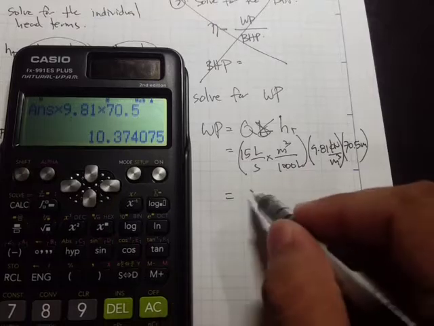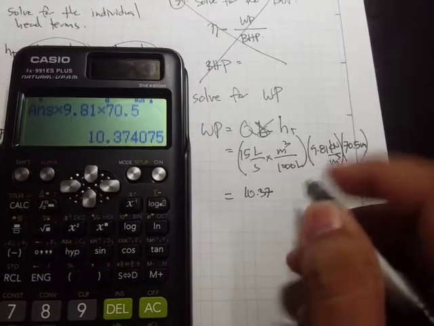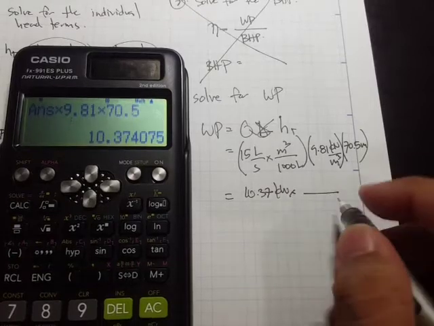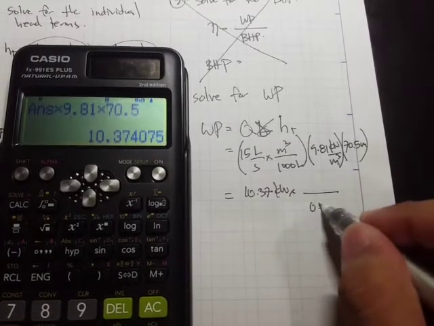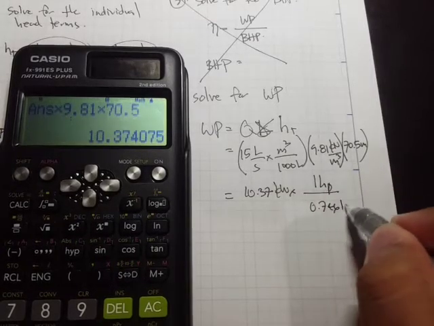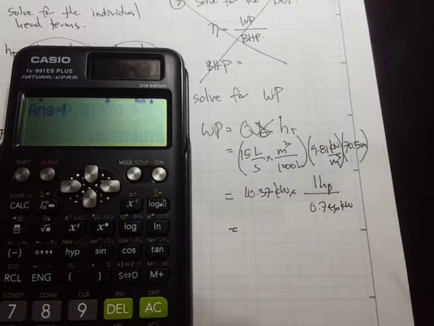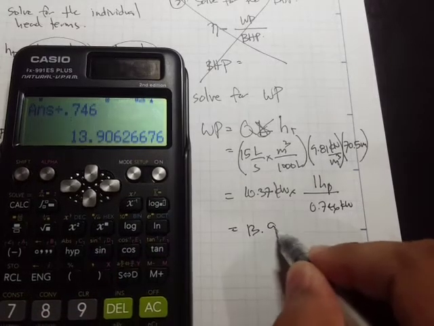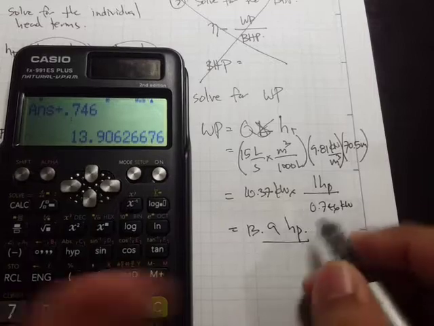So this is 10.37 kilowatts, and convert this to horsepower. This is 0.746 kilowatts per 1 HP. So divided by 0.746, this is 13.9 HP.